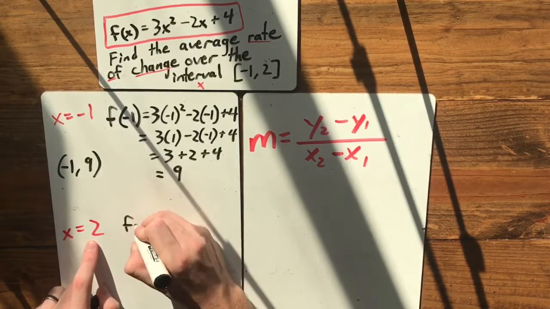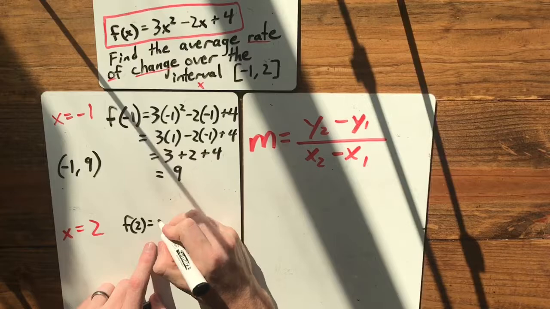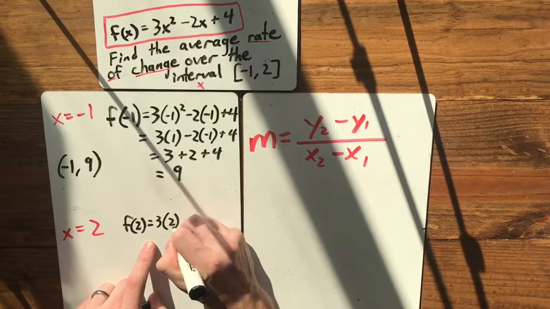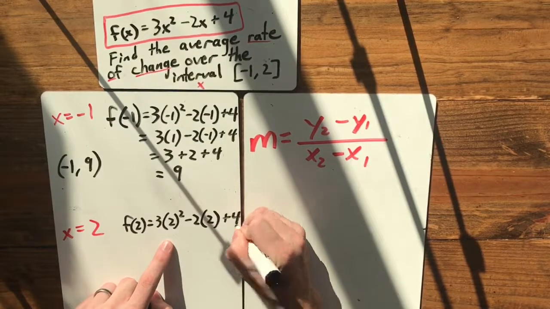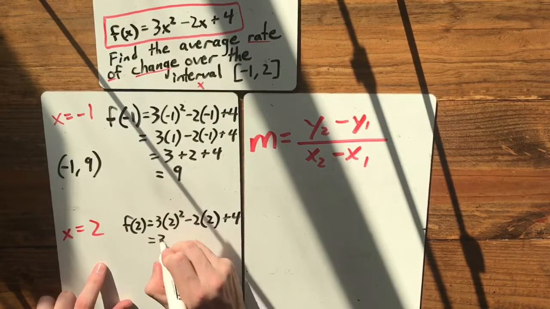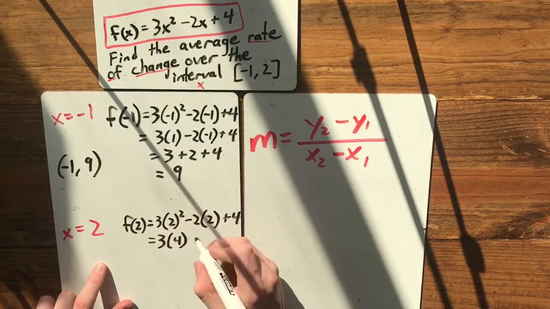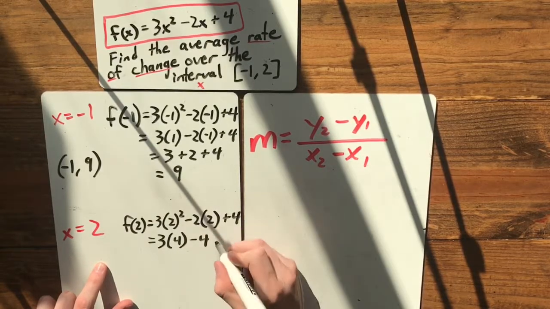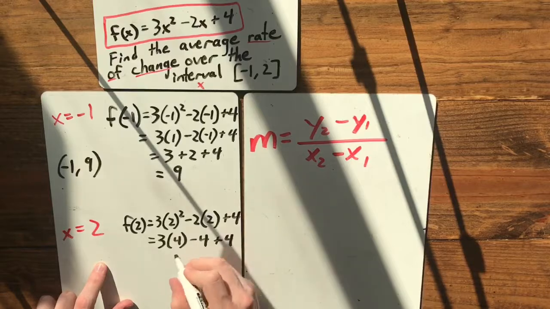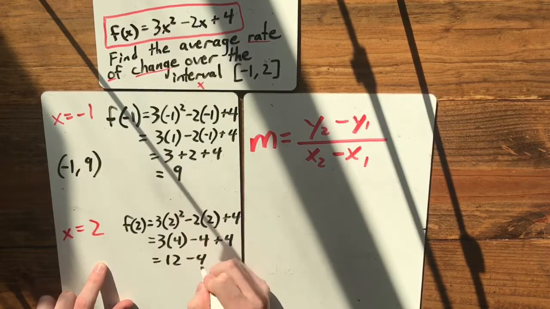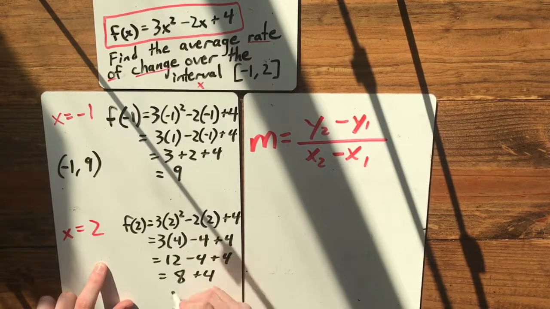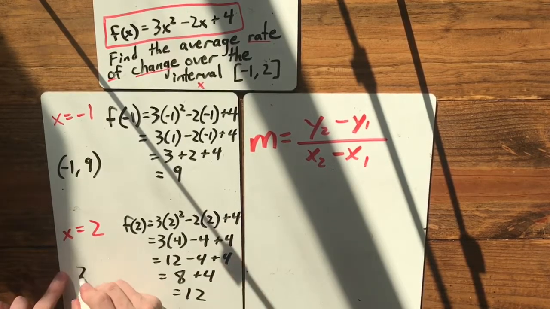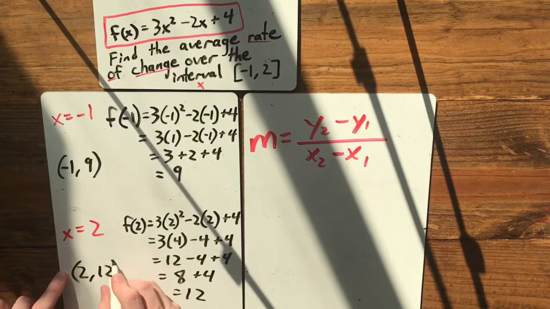When x is 2, looking for f of 2 here, we've got 3 times 2 squared minus 2 times 2 plus 4. 2 squared is 4. -2 times 2, we have a -4. 3 times 4 gives us 12, minus 4 plus 4. 12 minus 4 is 8. Plus 4 gives us 12. So when we put in a 2, we got out 12. So we have 2 points now to work with.